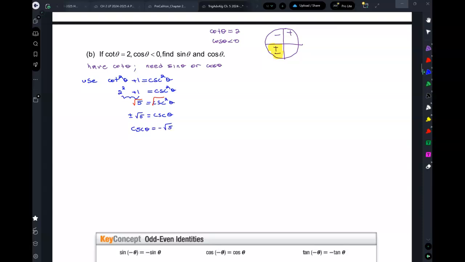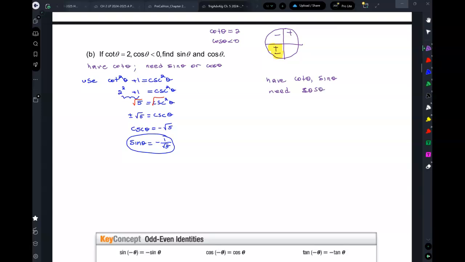Now, that's fine, but I need sine. Sine of theta, negative 1 over root 5. Okay, now I need cosine. So, I have cotangent and sine. I need cosine.